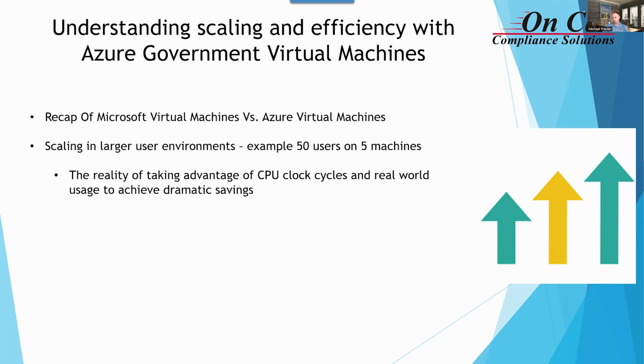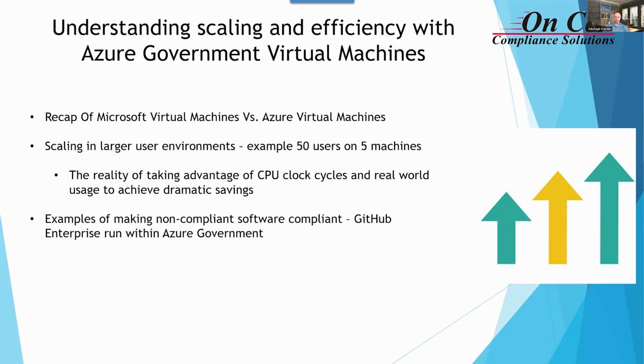Reality of taking advantage of CPU clock cycles and real-world usage to achieve dramatic savings. If I can only pay for 5 machines to support 50 users, aren't I going to do that every time? I am. We do it at our company. I think we have something like 7 or 8 different consulting teams, and they all use one virtual machine, and it's all isolated and air gapped away from each other. It's amazing. It's kind of eye-opening, really.